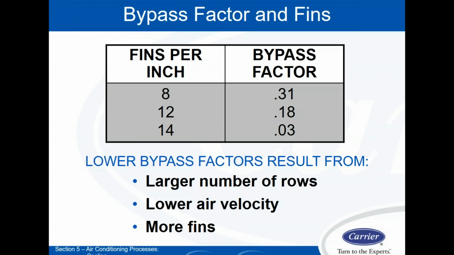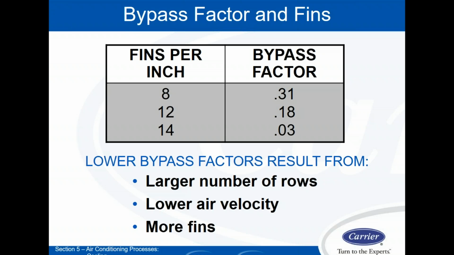So if you want to do a better job dehumidifying, slow the air down, make the coil deeper with more rows, and go to a higher fins per inch. When we're doing commercial air handler selection, we have a lot of choices in that regard, and we can pick the coil we want. Residentially, we don't really get to look at this stuff directly.